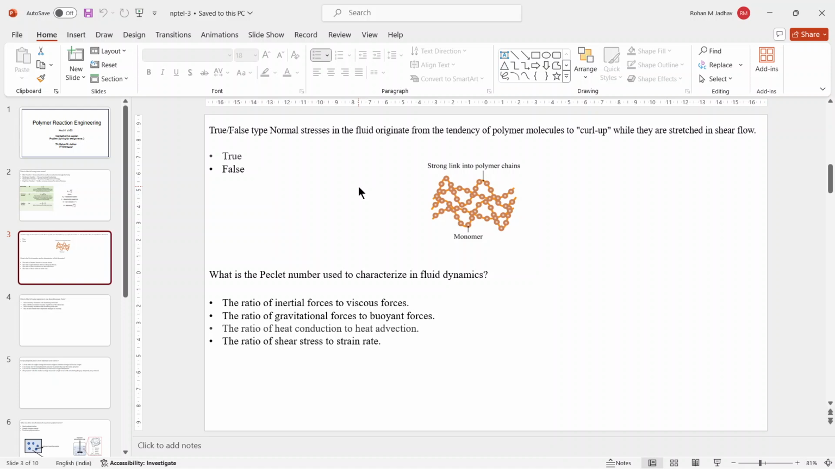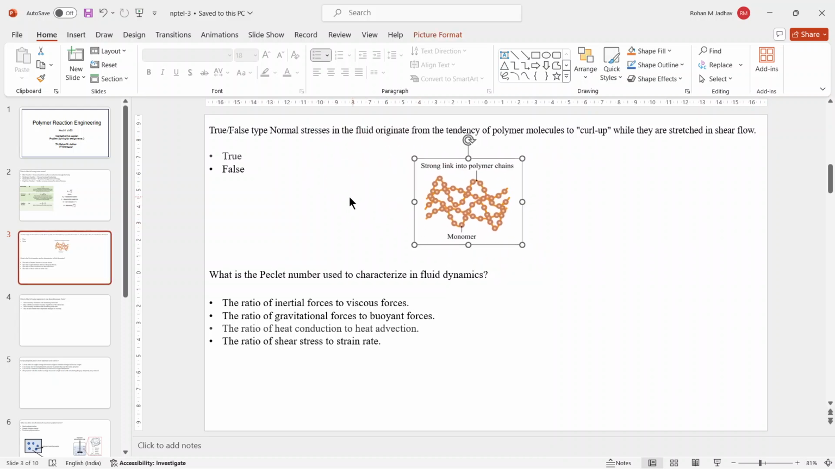What happens is the polymer molecules which are coiled up together stretch, but they want to return back to their original position. So because of that, these chains, which you can see right here, start opposing the shear flow direction, and then they start giving out normal stresses, normal to the plane in which they are oriented. Based on that, they are generating the normal stresses inside the polymer fluid entirely. So this option is true.